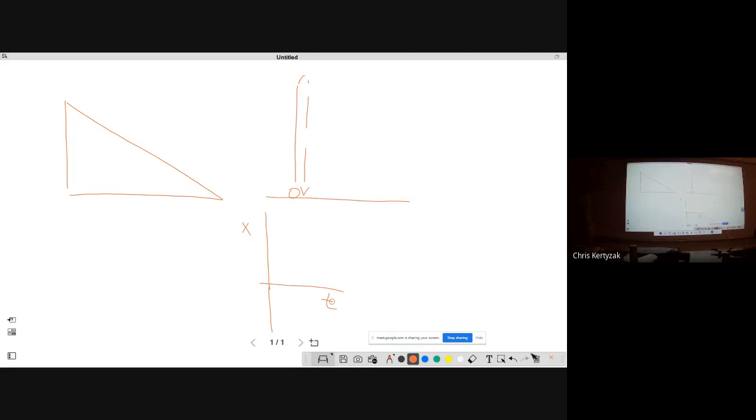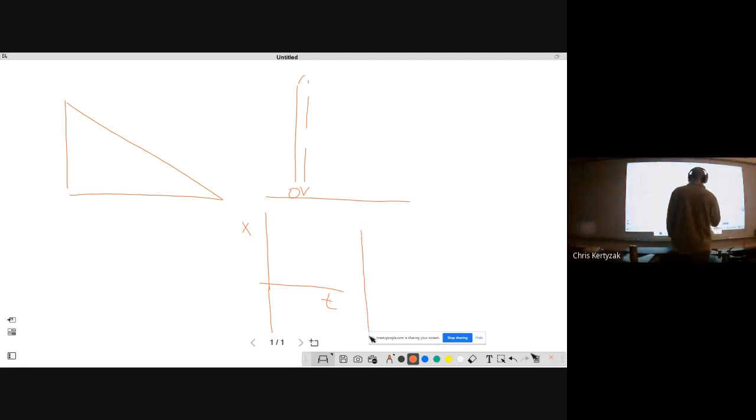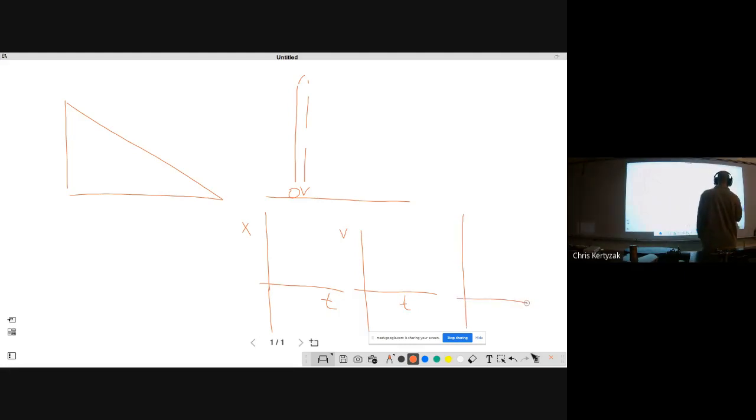For a ball just launched from the ground, like throwing a basketball, in the real world, if I threw something, it would start at some initial height, like 5 feet or something. Assuming it's just launched from ground level, straight up, and comes back down, what would a position versus time graph look like? What would a velocity versus time graph look like? What would an acceleration versus time graph look like?